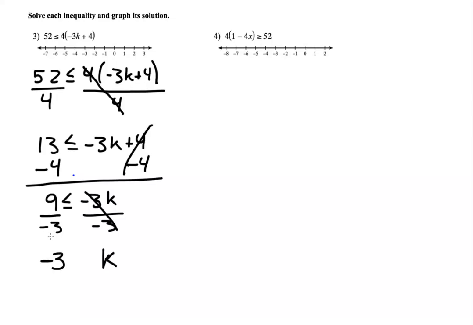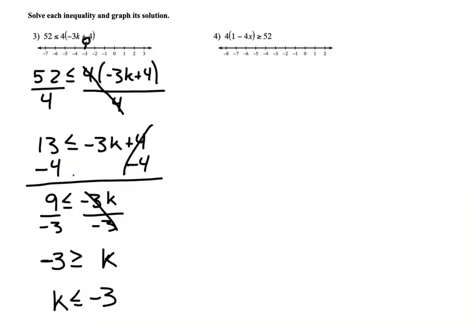And because I divide by a negative, I'm going to flip this sign. So less than or equal to becomes greater than or equal to. So negative 3 is greater than or equal to k, or if I flip this whole thing around, k is less than or equal to negative 3. So negative 3 is my key number. I'm going to use that as my key number. Okay, k is less than or equal to negative 3.